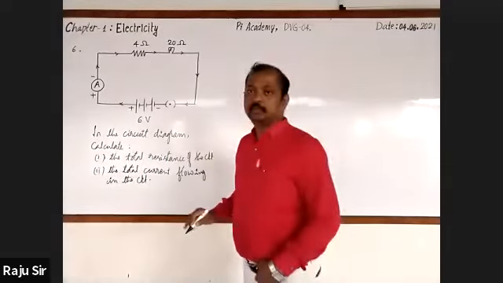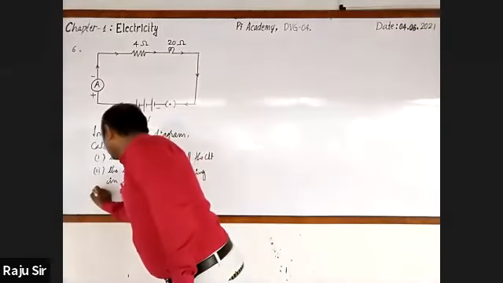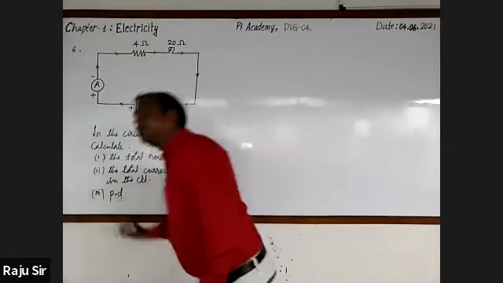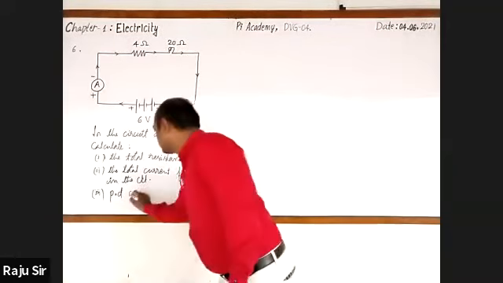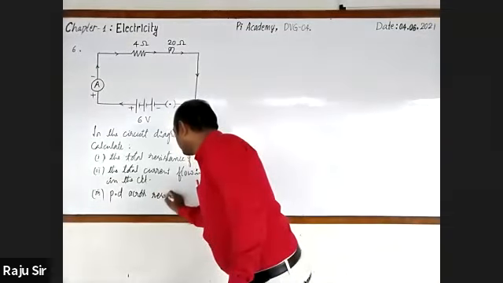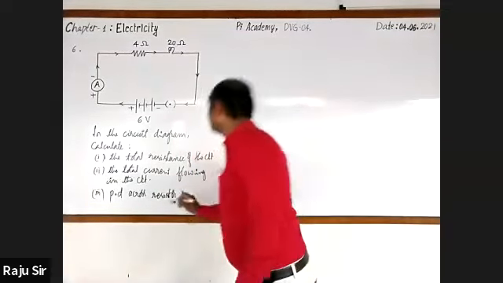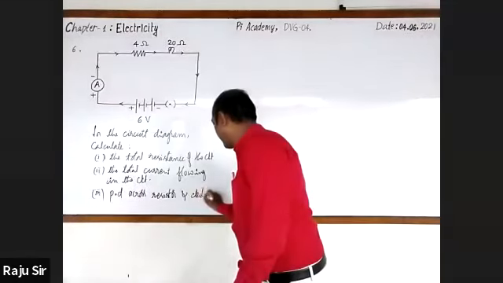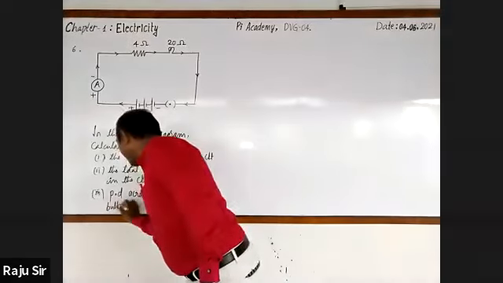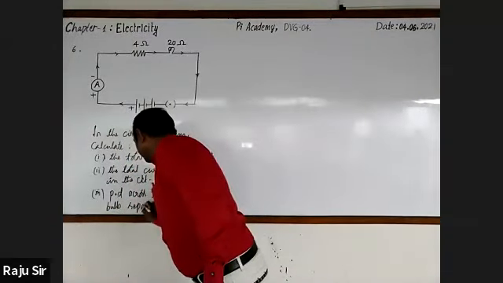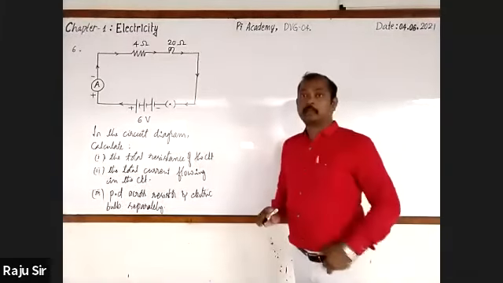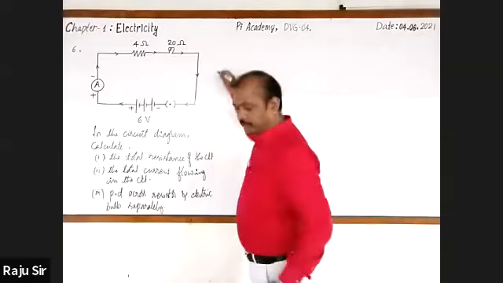And third one is, we have to find out potential difference. Calculate potential difference across resistor and electric bulb separately. Let's go for find.